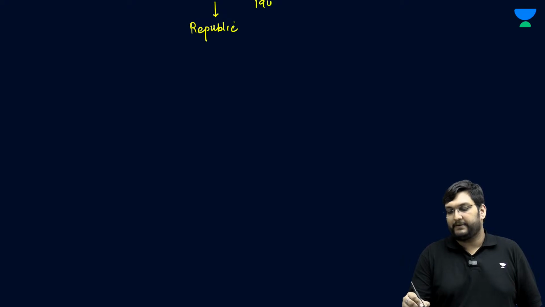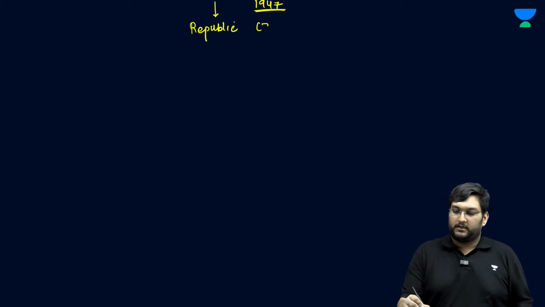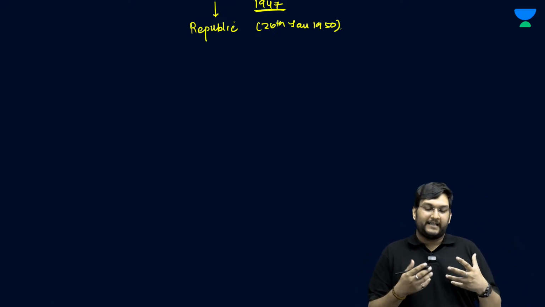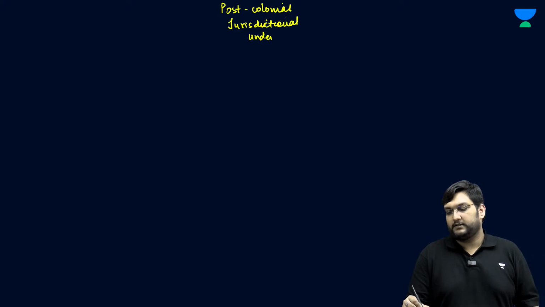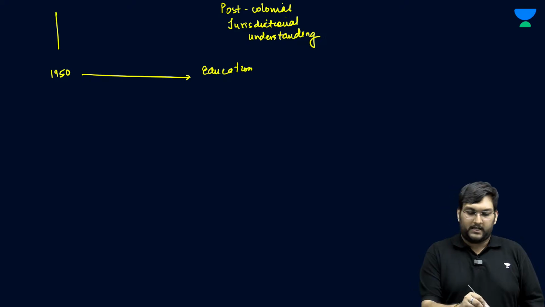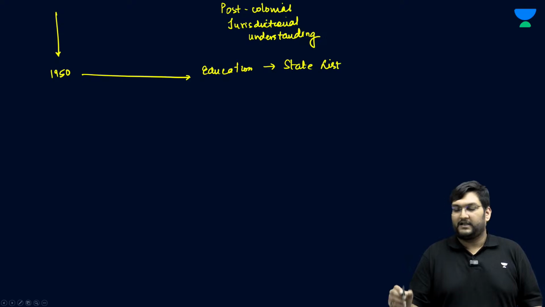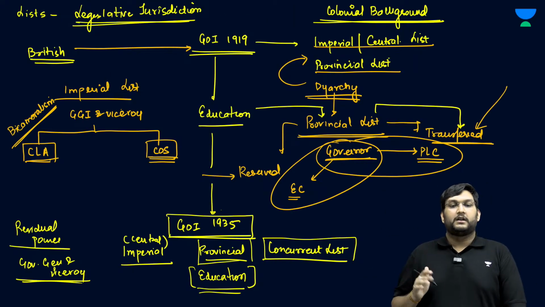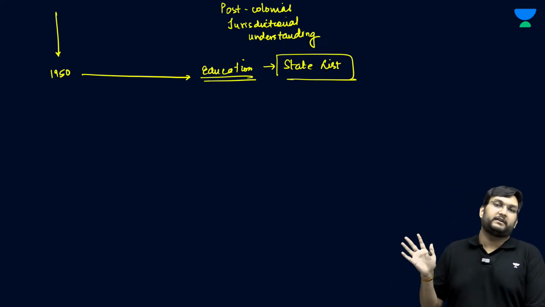Now, once we became a republic after independence, we got independence on 15th August 1947 and became a republic on 26th January 1950, and with the idea of a post-colonial jurisdictional understanding, in 1950, we placed education under the state list. That was sorted. So we basically did not change what the British had already done. The British had put it under provincial, so the imperial became the union list, provincial became the state list, and the concurrent list remained the concurrent list. So education as a subject went into the state list.